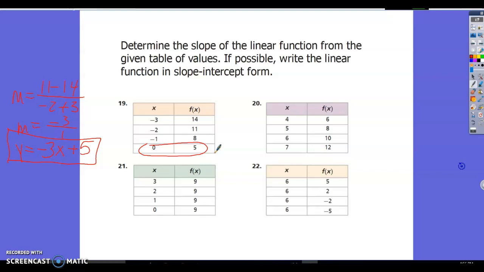All right, so for 21, this may be the last one we get. We've got slope equals 9 minus 9 over 2 minus 3. So slope equals 0 over negative 1. A slope of 0, that means there's no slope. So that means we've got y equals whatever our y-intercept is, which is 9.